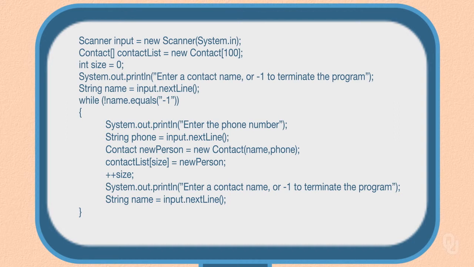Notice that I used a priming read there. Now that we have an array of contact objects, we can search and sort and do all sorts of wonderful things.